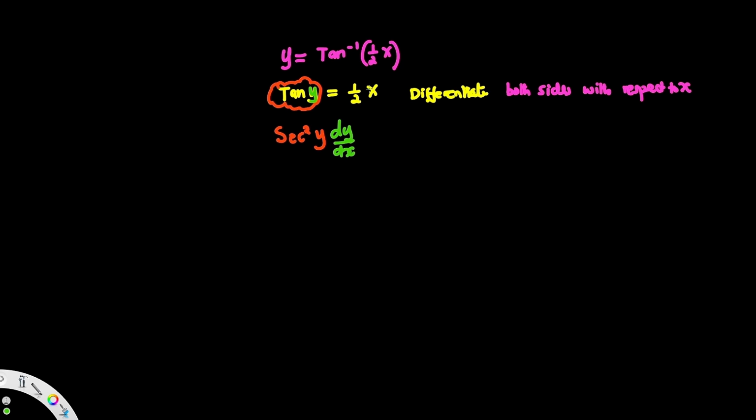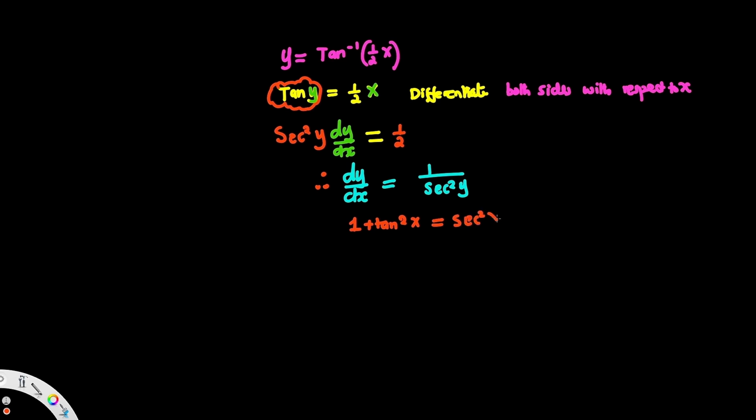And we're going to go on the other side. If you differentiate a half x, what are you going to get? You're going to get a half. So the next thing we're going to do is divide both sides by sec squared y, and then we shall have dy/dx equals a half times 1 over sec squared y.